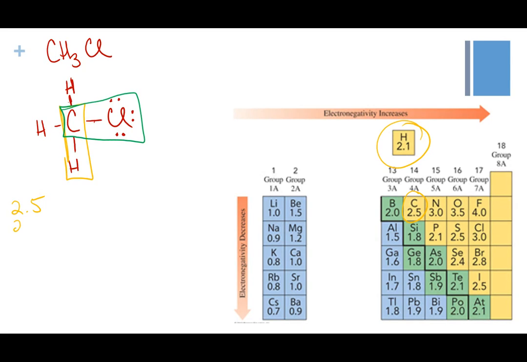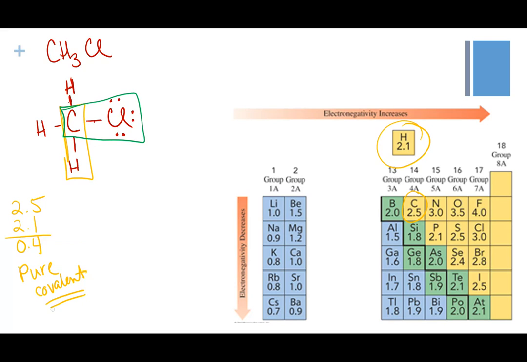Electronegativity for hydrogen is 2.1. So the difference is 0.4. I know this falls right on that limit or right on that line. If you can go ahead and instill in your brain that carbon-hydrogen is a pure covalent or a non-polar bond, that is going to make your life super easy in this chapter. So carbon-hydrogen is a non-polar bond, no dipole moment, okay?